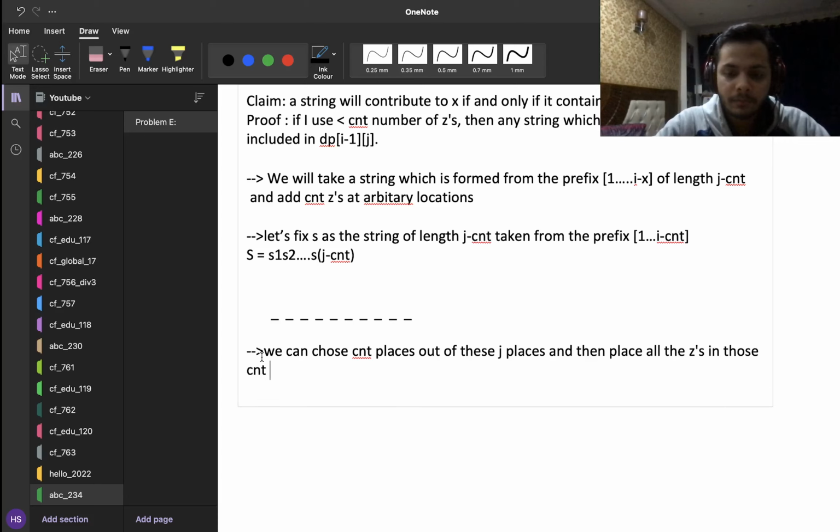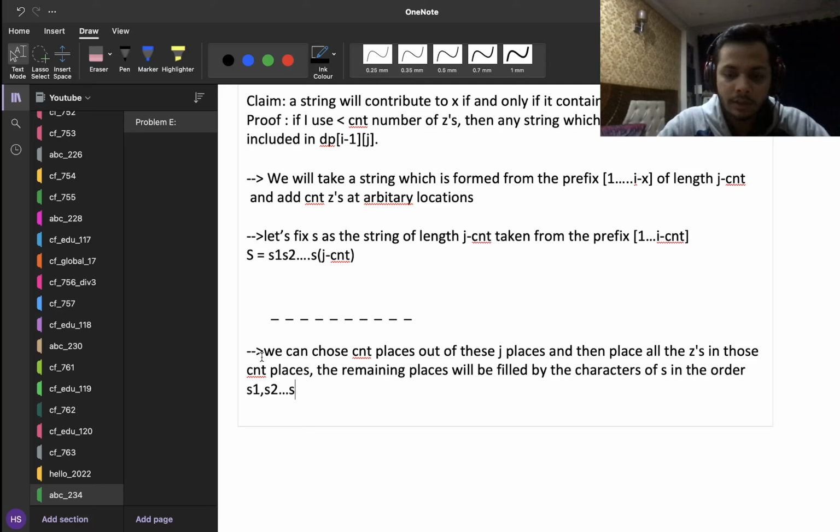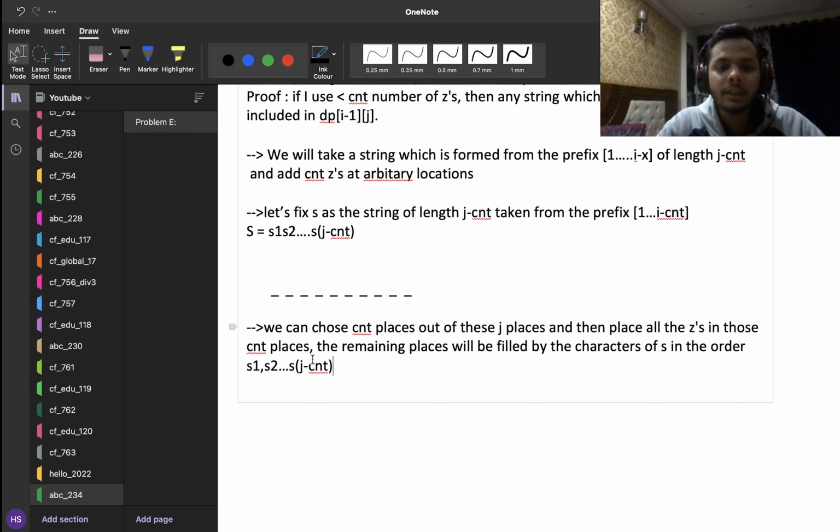And so the remaining places will be filled by the characters of s in the order s1, s2 up till s of j minus count, right? So there is only one way to fill the remaining places, and that is in the order from s1, s2 up till s of j minus count. The only permutation happening here is that we are choosing count places out of the j places, and the number of ways to do that is c of j comma count, right?